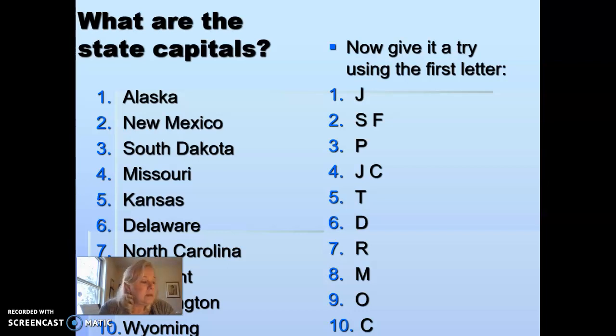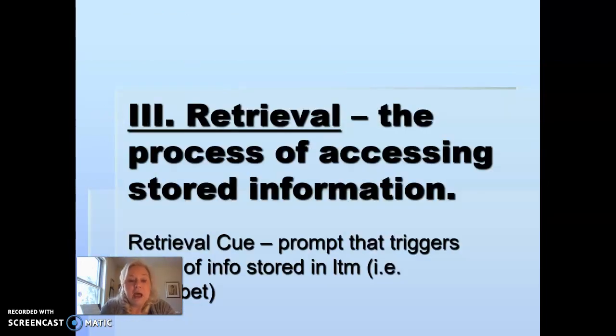Now, if you're like most of my students in class, you probably got a little more correct on the trial with the first letter. This is because the first letter acted as a retrieval cue. So our third part on memory is about retrieval, the process of accessing stored information. Retrieval cues are prompts that trigger the recall of information stored in long-term memory.